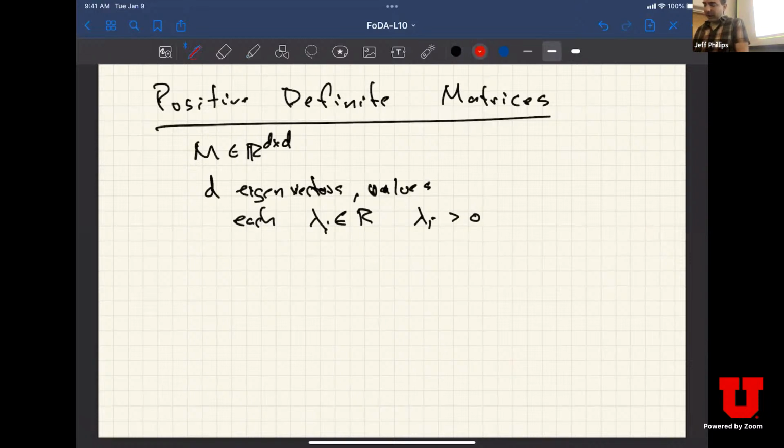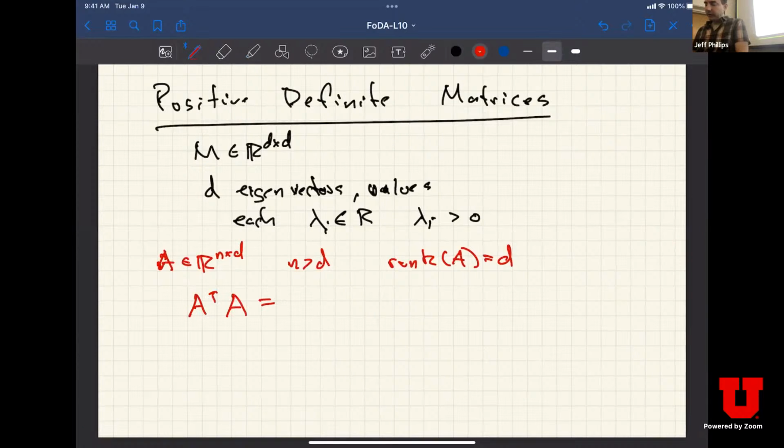If I have A which is n by D, and say in this case, let's say n is greater than D, and the rank of A is equal to D, so it's full rank. Okay, and then I do A transpose times A is equal to M. This implies that M is going to be positive definite.